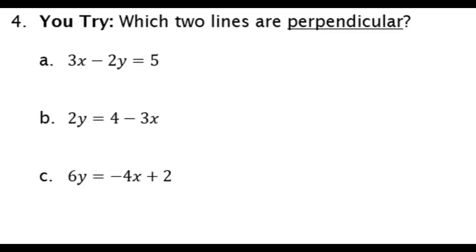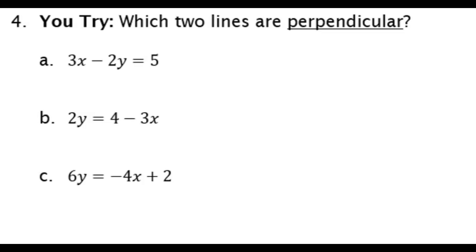We're trying to figure out which two of these lines are perpendicular. So remember that perpendicular lines have slopes that are opposite reciprocals. So what we're going to have to do here is put all of these lines into slope-intercept form. We'll look at their slopes, and whichever two are opposite reciprocals will be the answers.